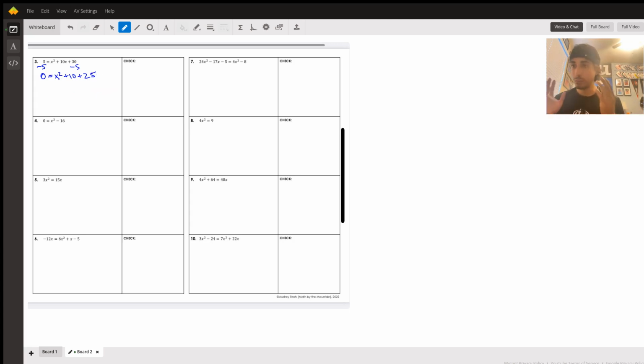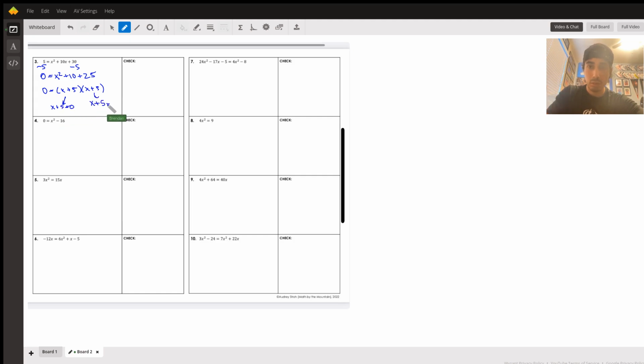All right. And then from there, you're going to factor it. You're going to think what multiplies to 25 and adds up to 10. So you'll get x plus 5 times x plus 5, right? Because 5 and 5, they multiply to 25, add to 10. And then we're going to set them both equal to 0.